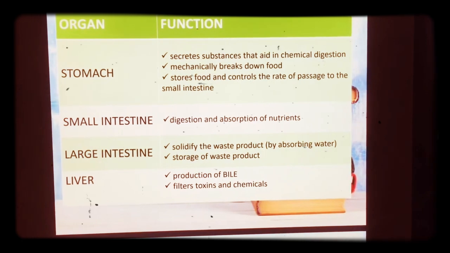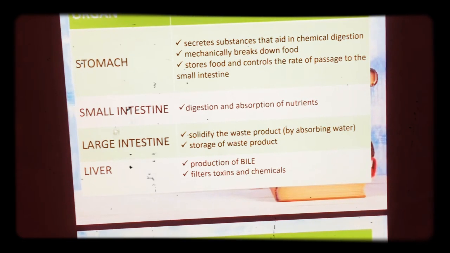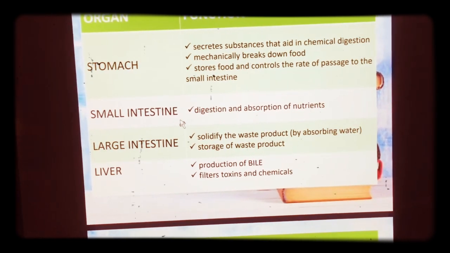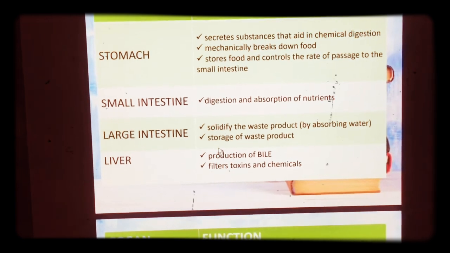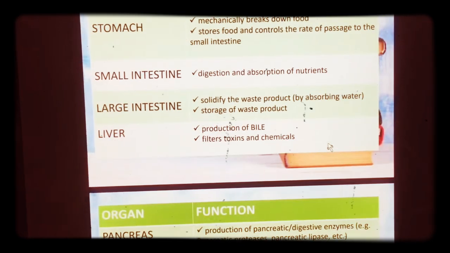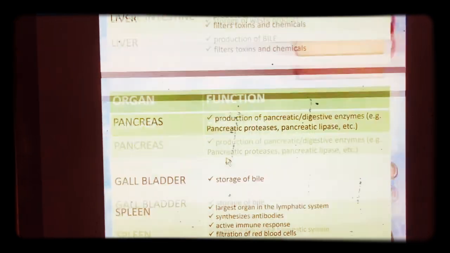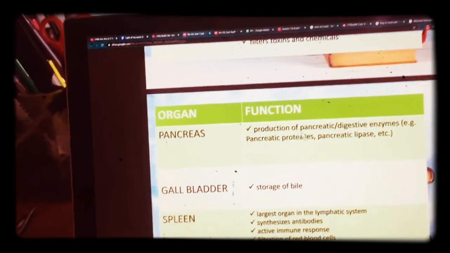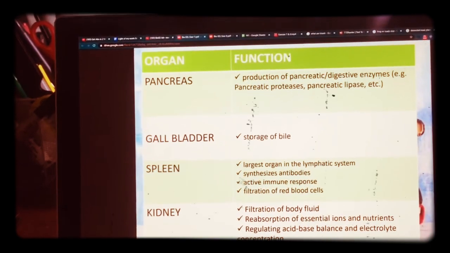These are the organs and their functions. In an easy way, the stomach mechanically breaks down food. The small intestine digests and absorbs. The large intestine is the storage of waste product and solidifies waste product by absorbing water. The liver produces bile and filters toxins and chemicals. The pancreas produces pancreatic or digestive enzymes. The gallbladder stores the bile.